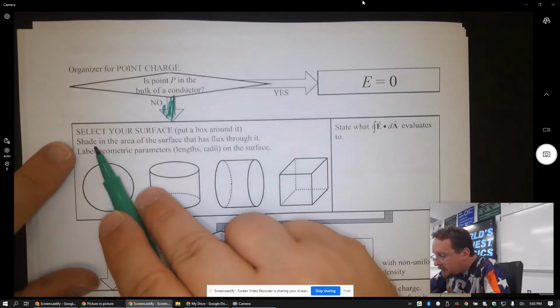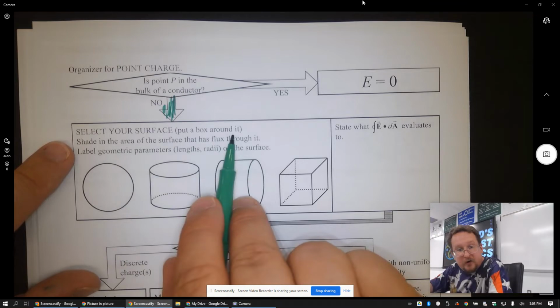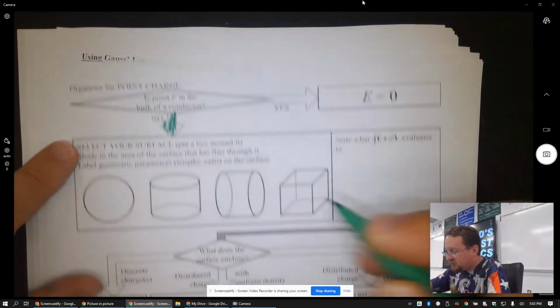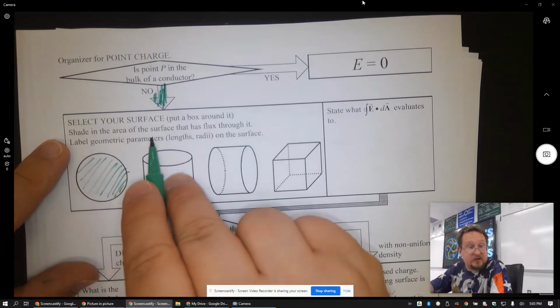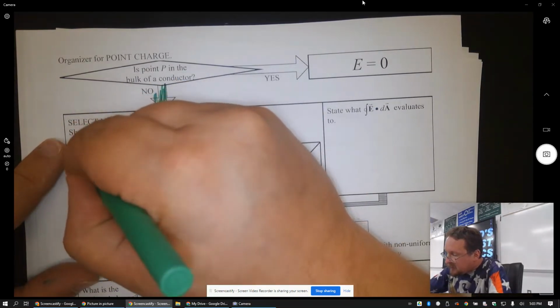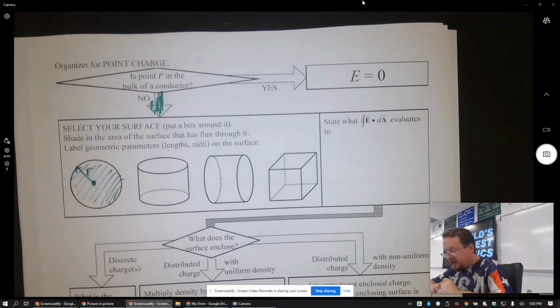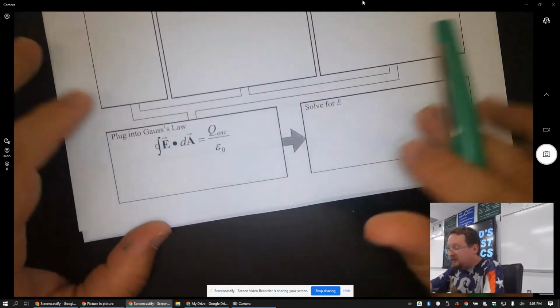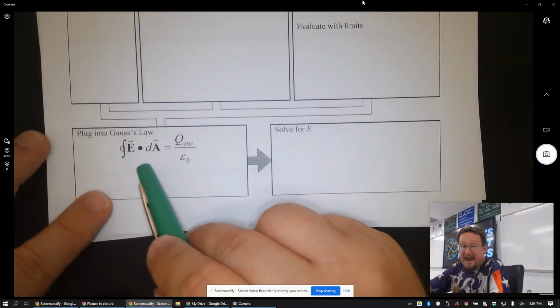So shade in the area of the surface that has flux through it. Which part of the surface has electric field punching through it? All of it, right? And when I say label geometric parameters like lengths and radii, here's what's so great about a sphere. It has one geometric parameter, and that's R. Yay! Students think that this side of Gauss's law is the difficult side. It is not. It's the easy side. This is my friend. I love this.